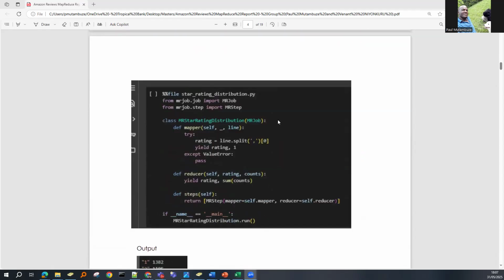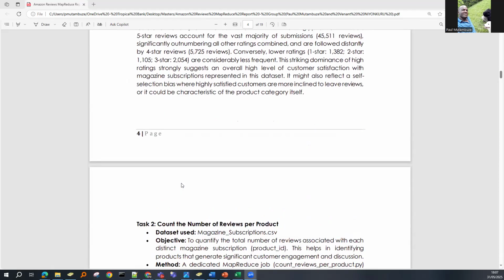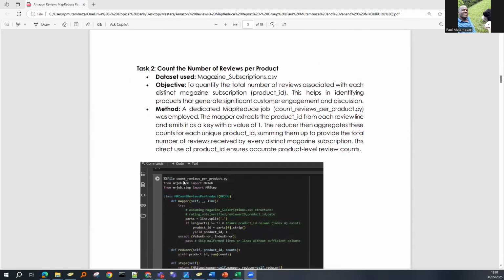We used the mapper, as you can see in the snippet, and the output was a count for each of the stars: how many reviews we got for each star, and the distribution of the stars in the magazine subscription data. The results exhibit a pronounced skew towards overwhelmingly positive feedback, which is 5-star, and as you can see, it has over 45,000 positive stars.